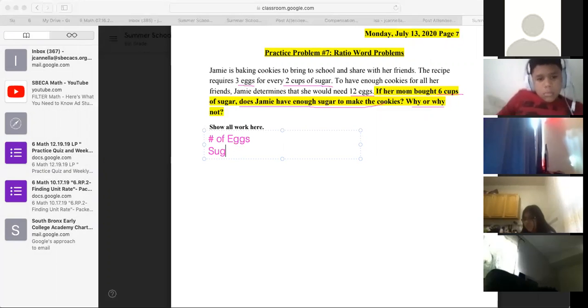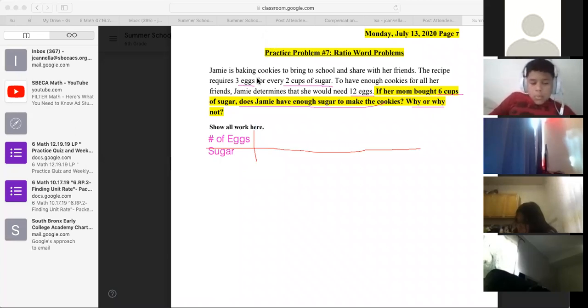Okay, so we're going to make a table. I'm going to say cups. Oops, it's not letting me write in here. We're going to call this number of eggs and sugar. So I'm going to make a table. It's going to look like this. Obviously yours is going to be a little neater. When you look at the table, it says for 3 eggs, you have 2 sugar. So 3 eggs, 2 sugar. I'm going to make a ratio table.